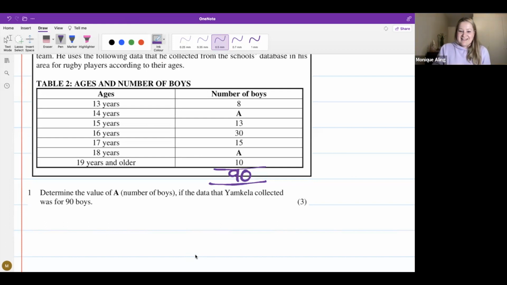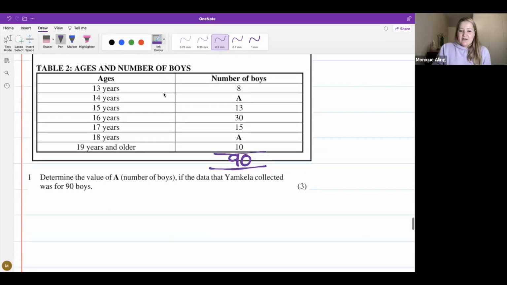For A, I think you're supposed to say 13 minus 8. Just 13 minus 8. And then what? So you can get your answer. And then for the other one, you're supposed to say 10 minus 15.